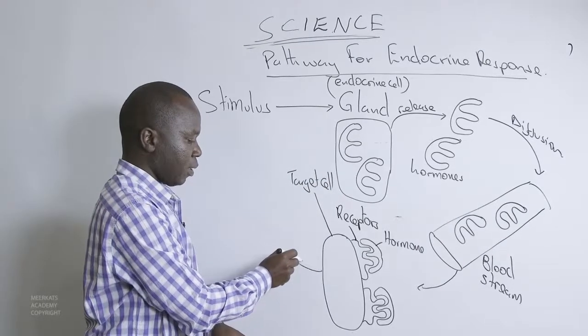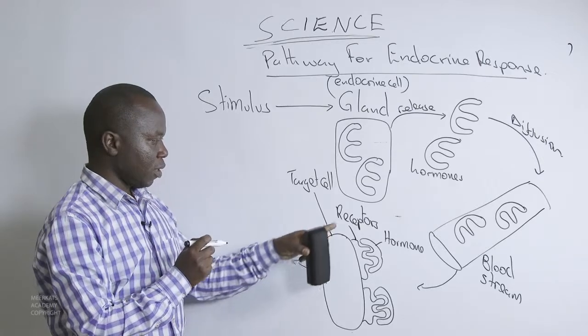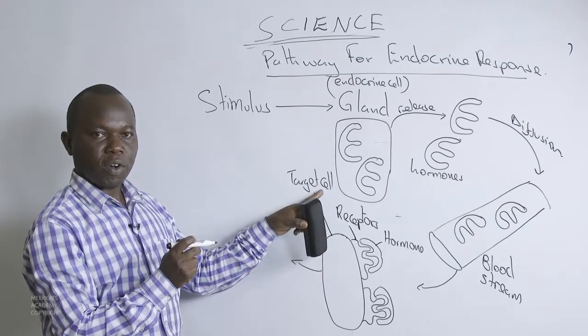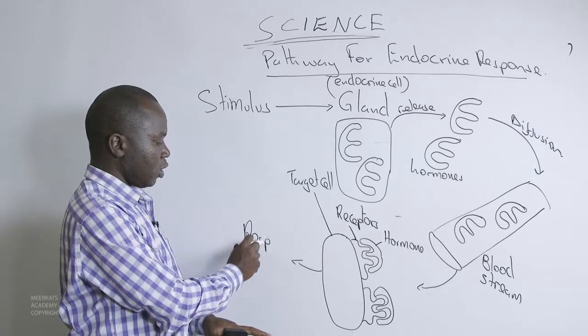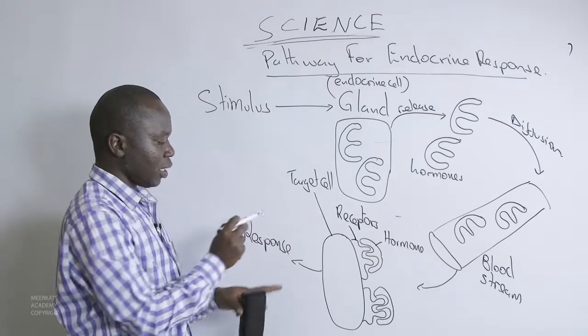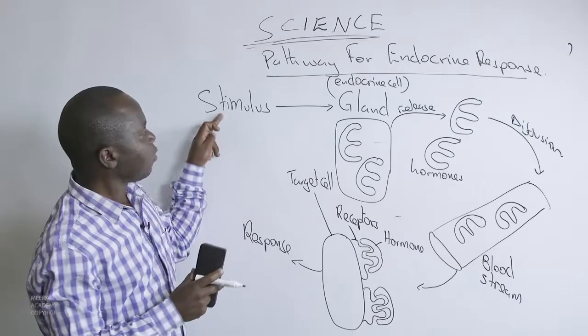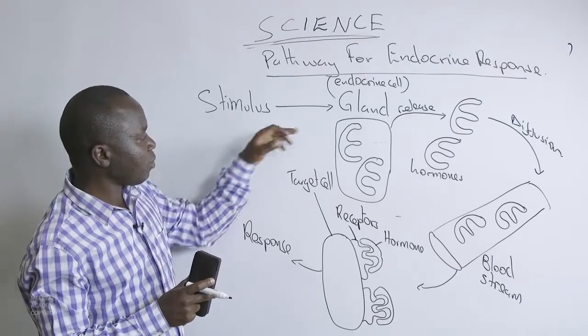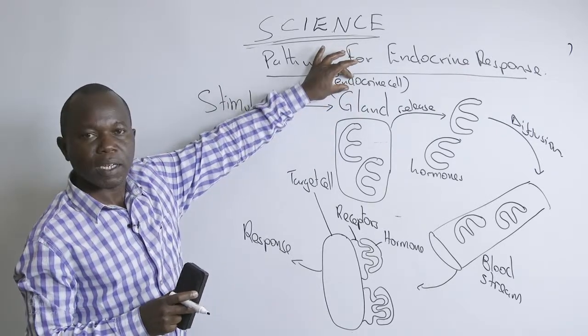What will happen? There will be a response from the target cell. There will be a change in activity of the target cell. So that change in activity of the target cell is called response. So it's very easy. Stimulus, change in the environment, and then detected by endocrine cell.